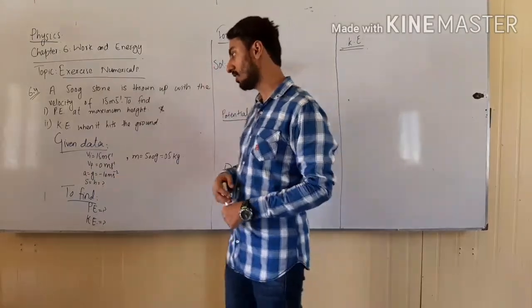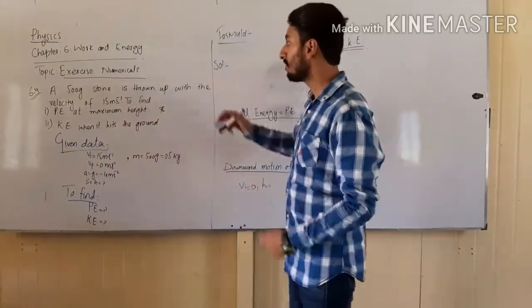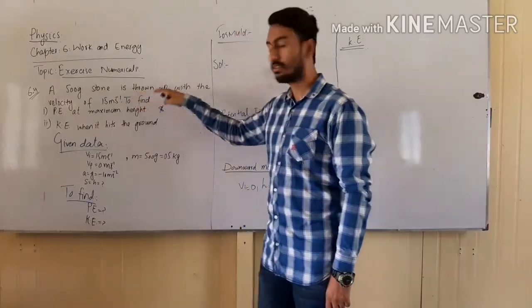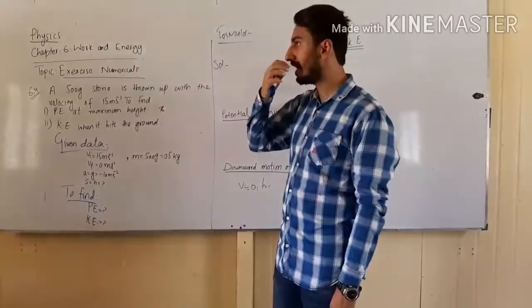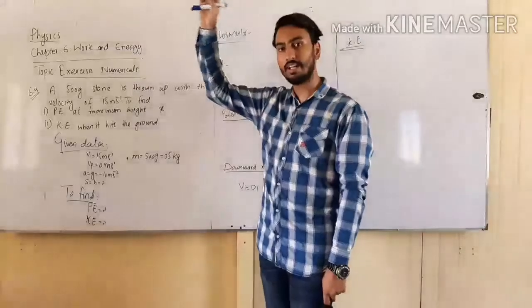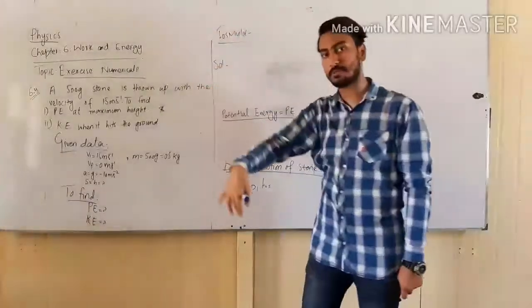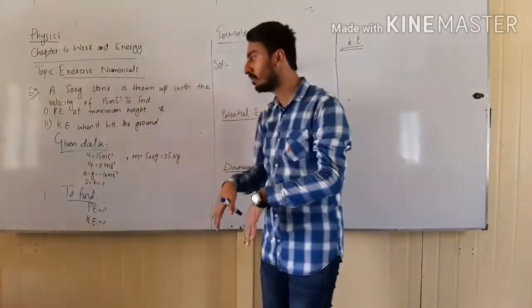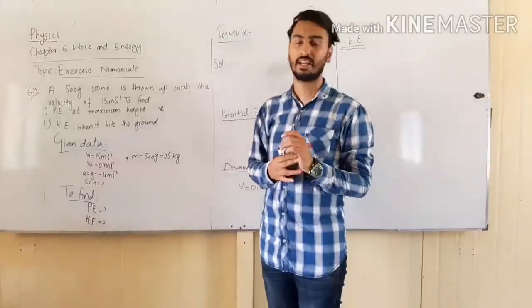Why final velocity is 0 meter per second? Because when stone is thrown up at some height, it stops and then comes back to the ground, and when it hits the ground, then again its final velocity is 0.